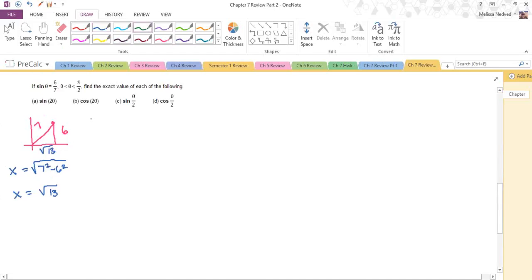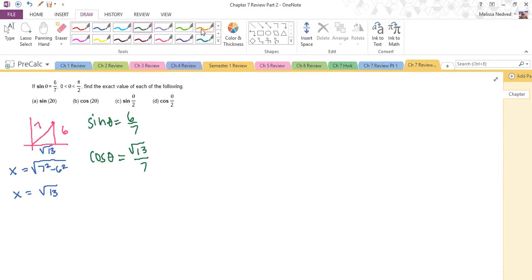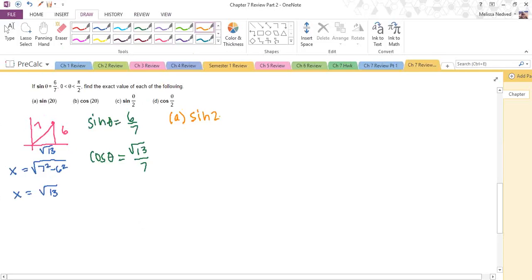So I'm going to just rewrite what I know: sine theta is equal to 6/7, and add here cosine theta is equal to the square root of 13 over 7, x over r. All of that's going to help me solve parts A through D. So for A, I want to know sine of 2 theta. Now, remember, sine of 2 theta is just not 2 times sine of theta. We can't rewrite it that way. We have to use our double angle identity.